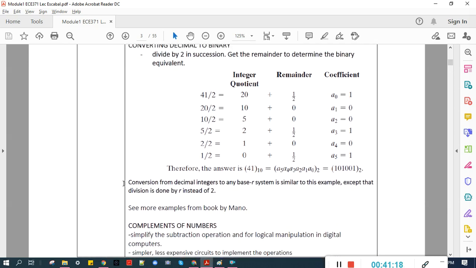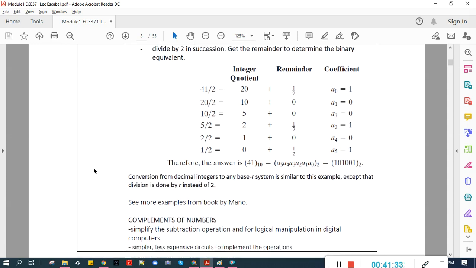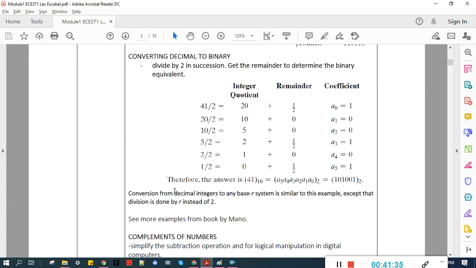In general, conversion from decimal integers to any base R system is similar to this example, except that division is done by R instead of 2. So we can easily convert a decimal number or integer to any base by dividing with the base.